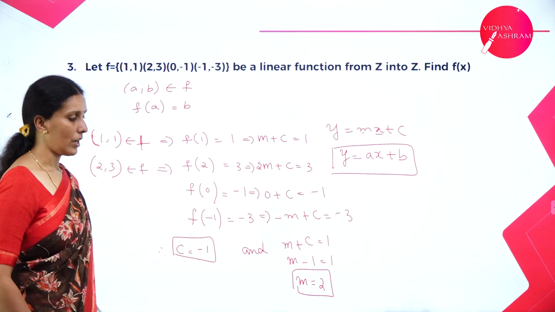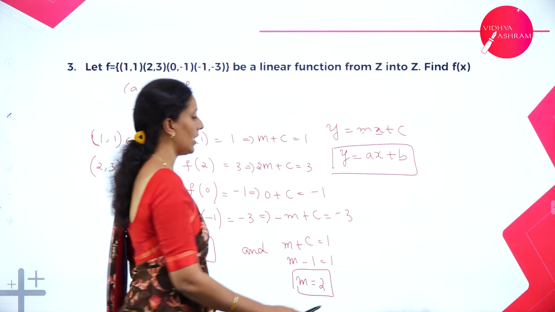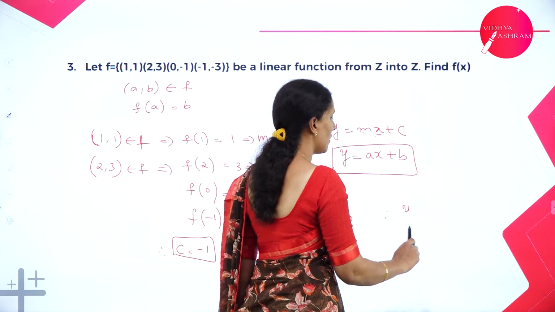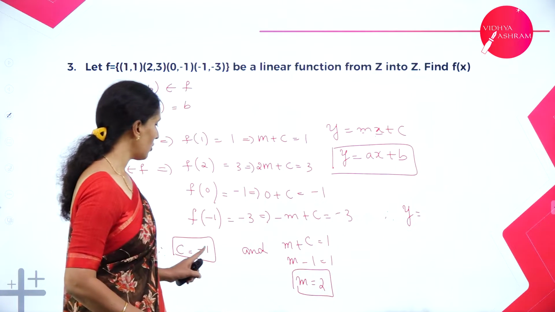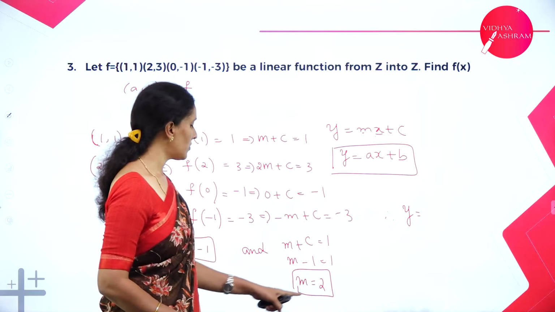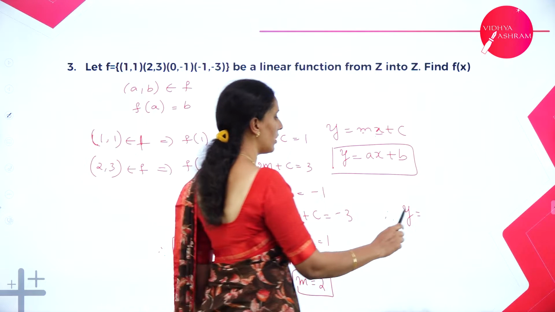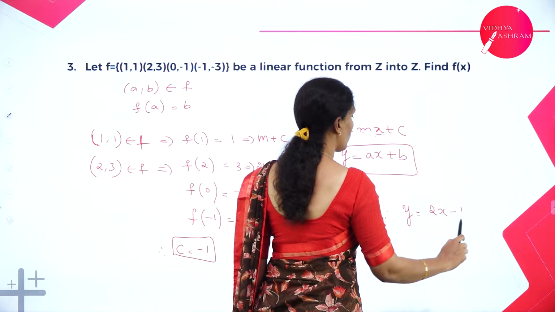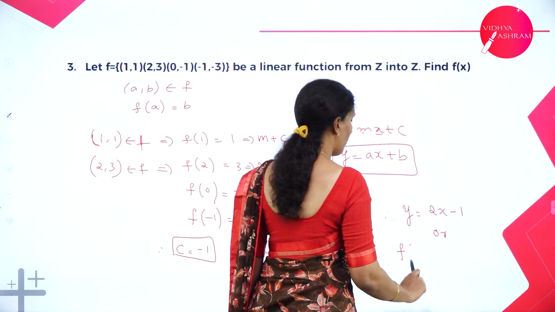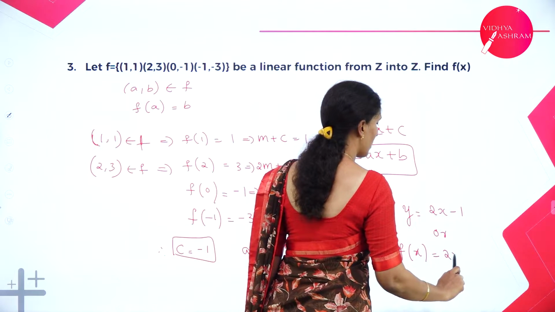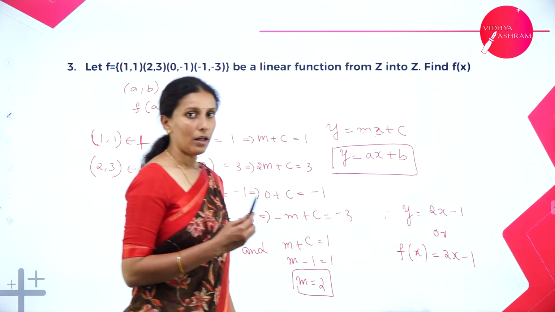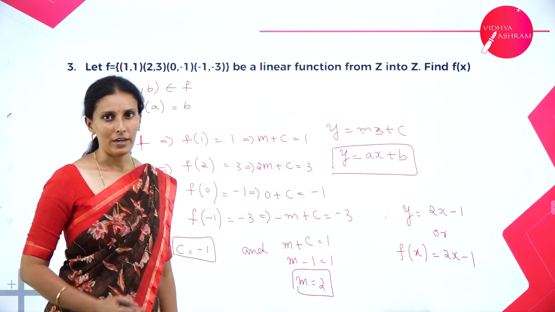So what is the function? Therefore it is y is equal to mx plus c, where m is 2 and c is minus 1. So it is in the form of 2x minus 1, or I can write f of x is equal to 2x minus 1. So this is how the given function is defined.